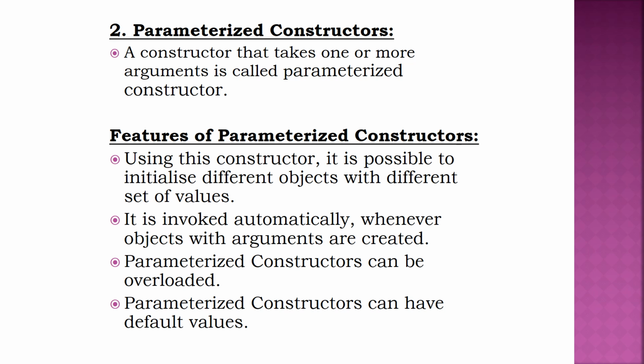The definition of a parametric constructor is a constructor that takes one or more arguments. Once again, I'll repeat: a constructor that takes one or more arguments is called a parametric constructor.